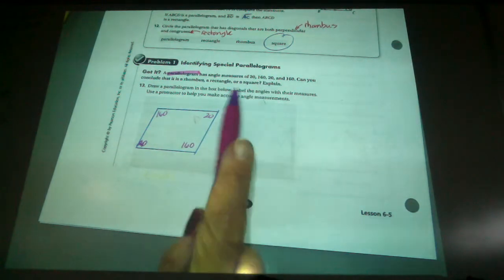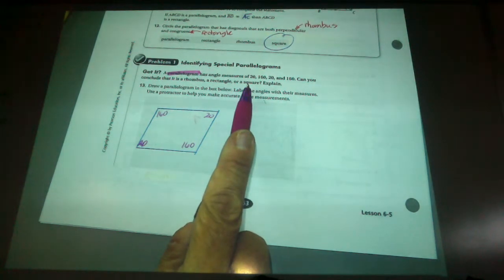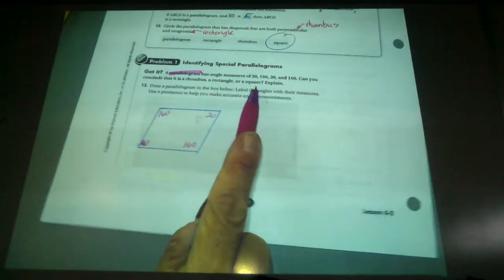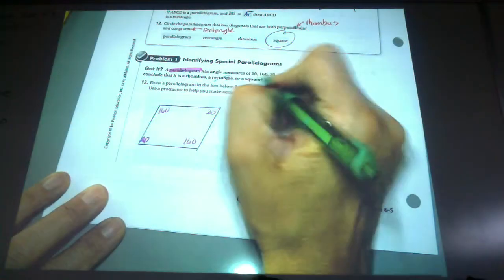Is it possible for this to be a square? Let's just go backwards first. What would be required of a square and a rectangle for that matter? Right angles. So can we conclude that it cannot be a rectangle or a square? Could it be a rhombus?